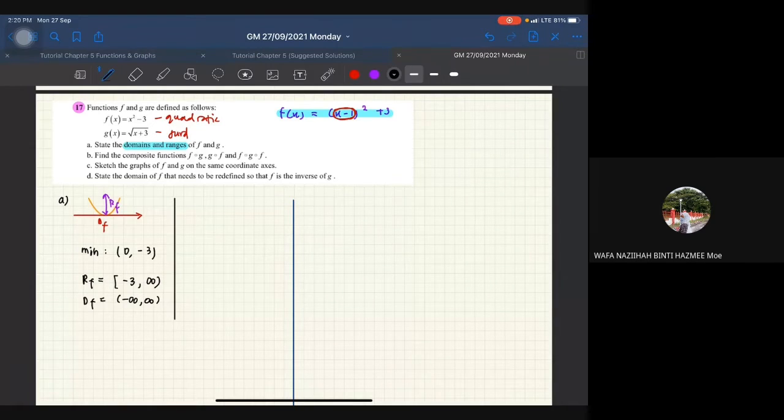Okay, so for the surd function, we have g(x) is equal to surd x plus 3. Okay, so for this one, we first find our basic shape. So in our basic shape, y is positive in front here, and x is also positive in front. So x is positive, y is also positive, meaning that your graph will be on the first quadrant. So your graph will start from this point up until positive infinity that way.